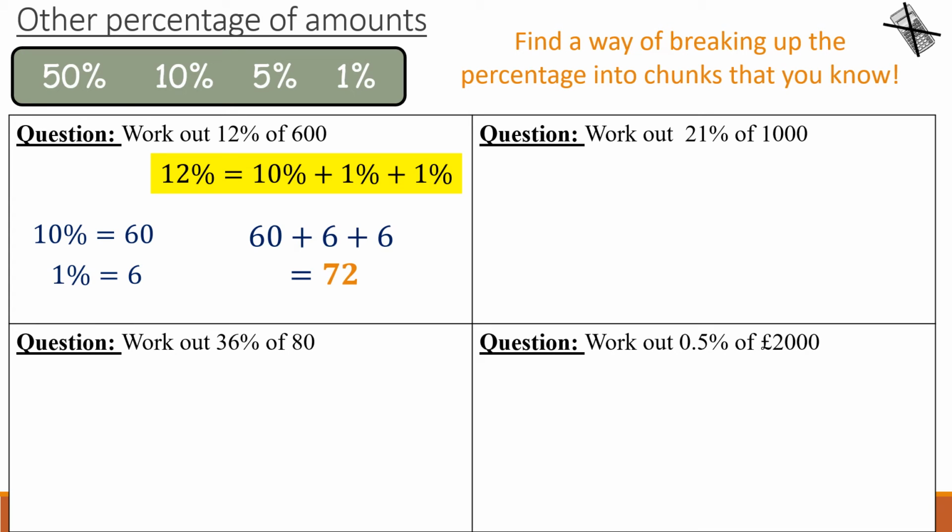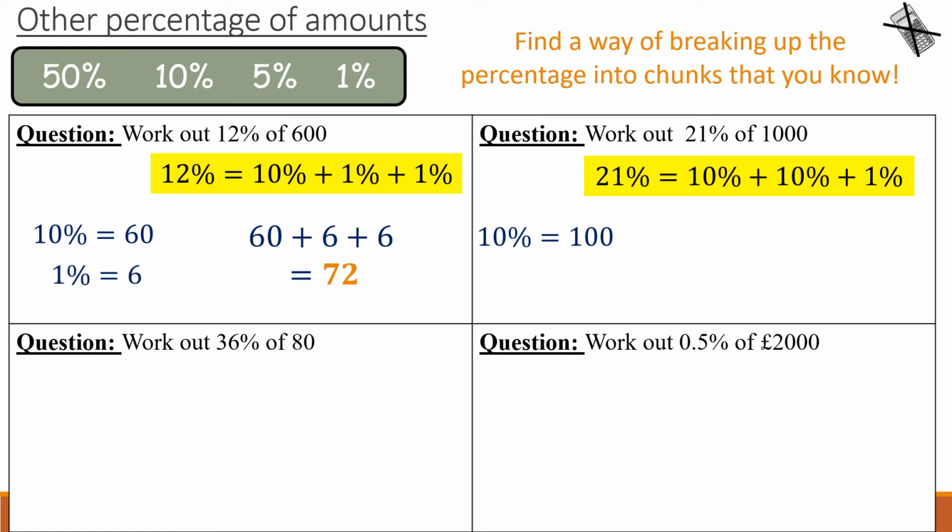Let's move on to 21%. Think about how you could break that down. And for me, I'm going to go for 10% add 10% add 1%. That makes 21. So we're going to work out 10% first, which is 100. We're going to work out 1%, which is 10. Remember, to work out 1%, we're dividing 1,000 by 100. And then I'm going to make 21, I'm going to do 100 add 100 add 10, which we should be able to add up without a calculator, 210.